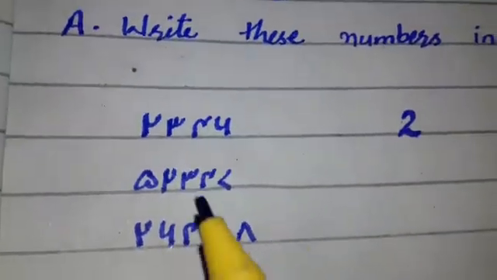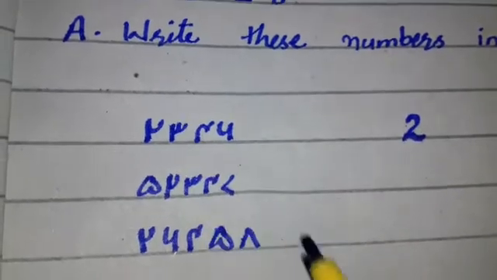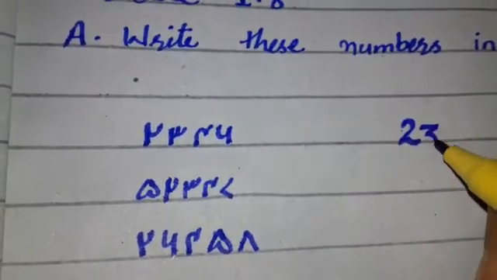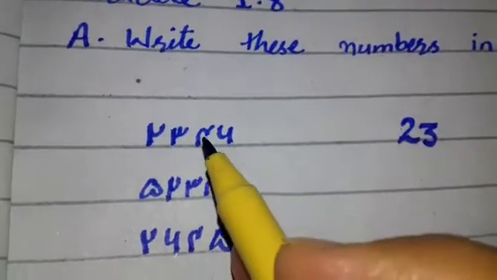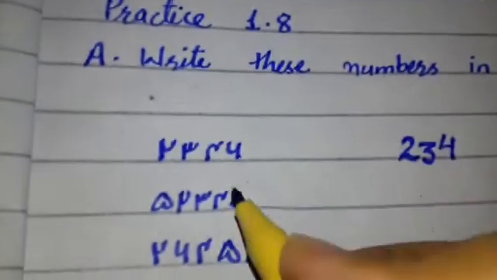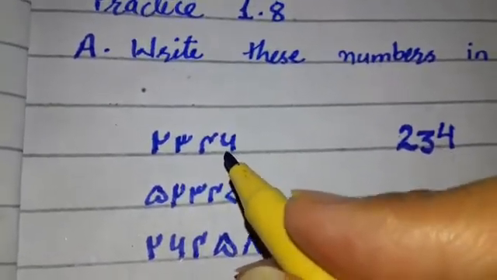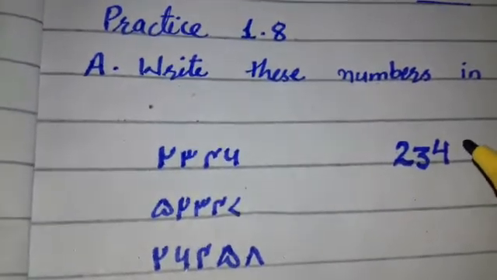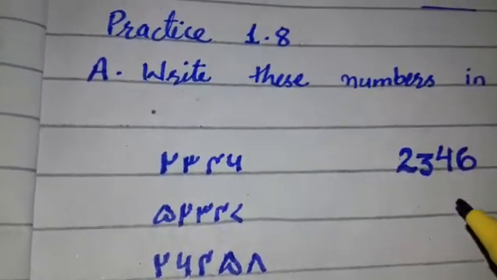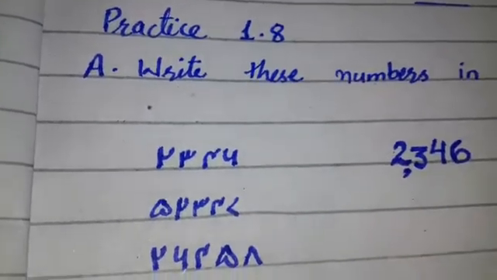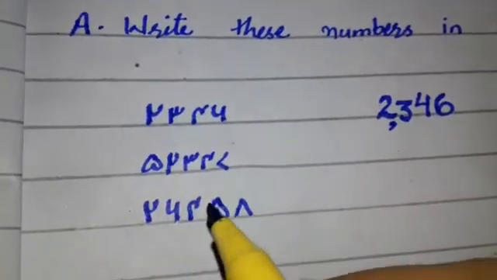After this, you can see there are 3 edges, and this is 3. Next this is 4, and this is 6. Its shape is just like 4, so it becomes 2346.